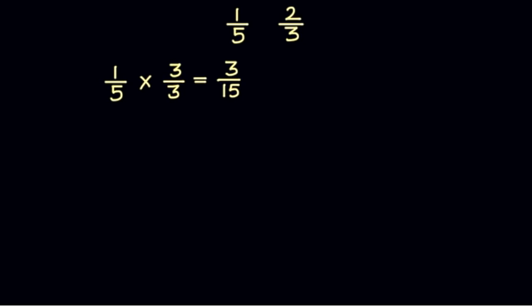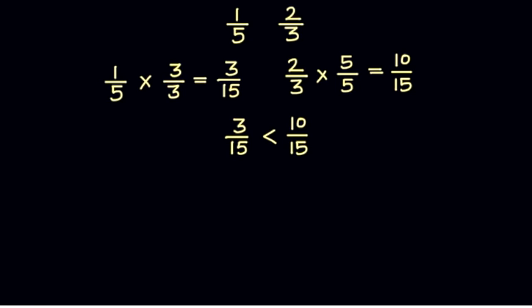If we multiply 2/3 times 5/5, we can find an equivalent fraction with 15 as the denominator. 2/3 is equivalent to 10/15. Now, since the denominators are the same, we can compare the numerators of the renamed fractions. 3/15 is less than 10/15. So, 1/5 is less than 2/3.